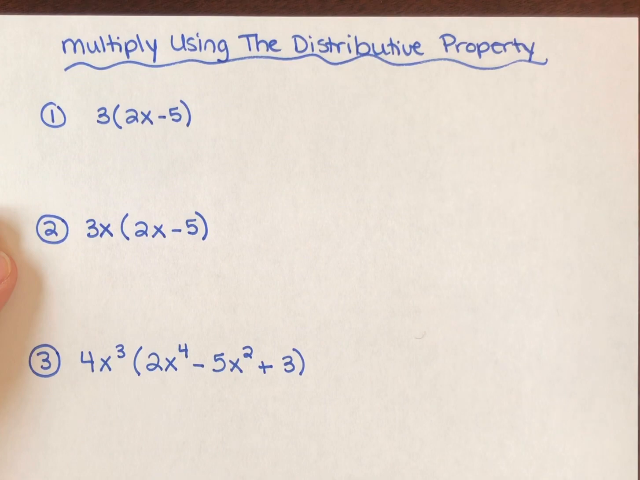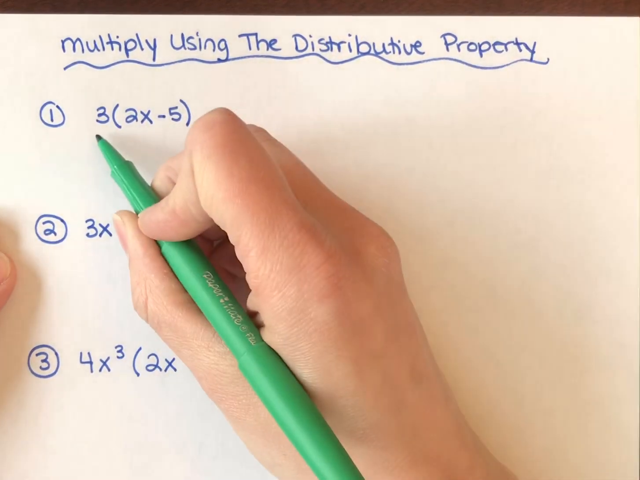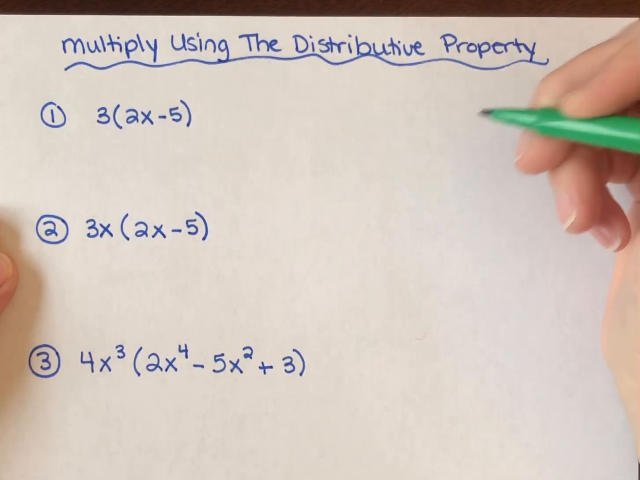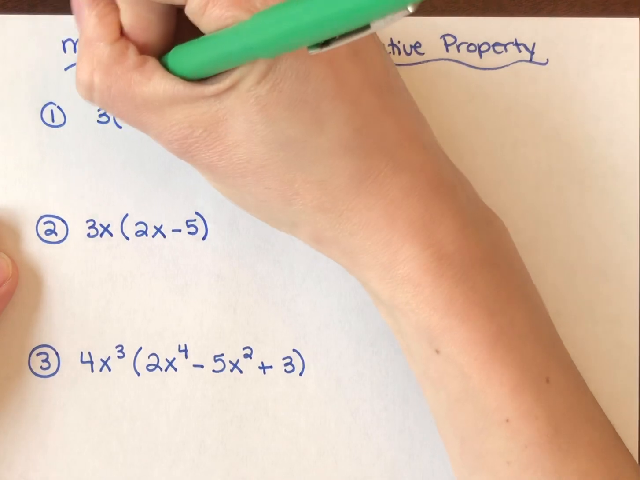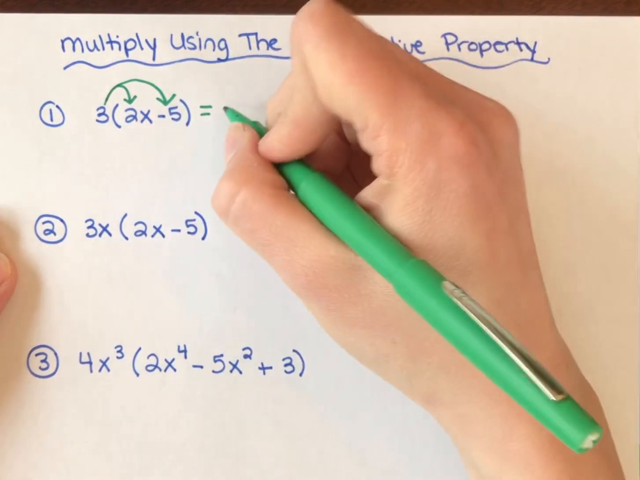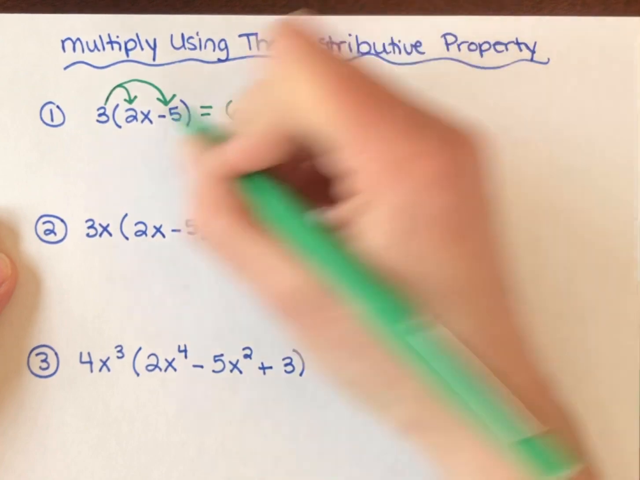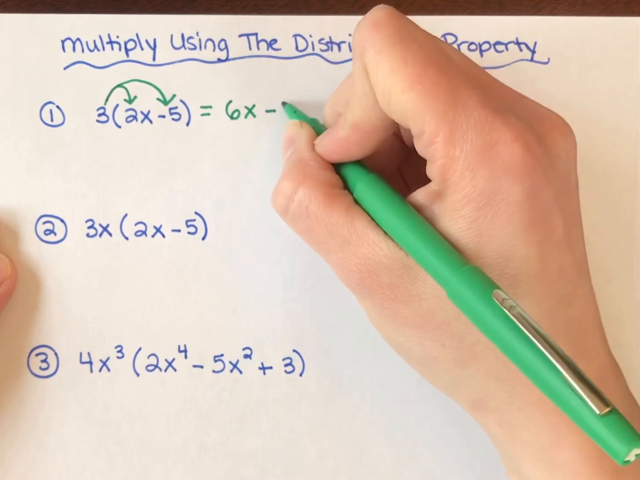So if you remember, distributive property is taking a number times an entire expression. So if I wanted to multiply 3 times the expression 2x minus 5, I want to take 3 and multiply it by the 2x and to the minus 5. So 3 times 2x is 6x, because 3 times 2 is 6, and 3 times minus 5 is a minus 15.